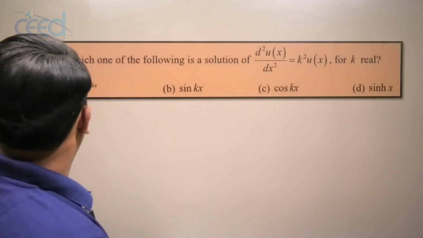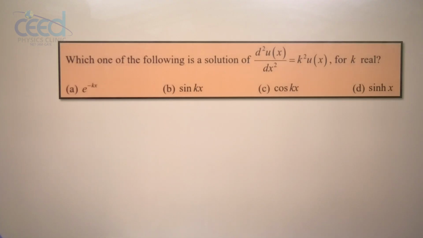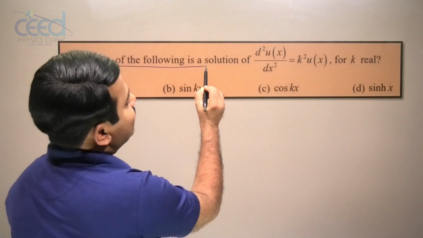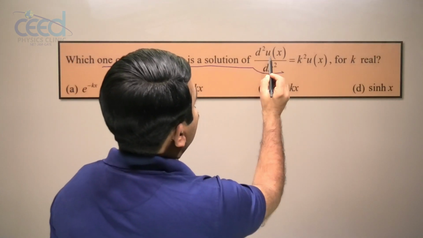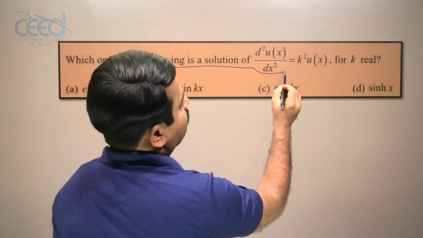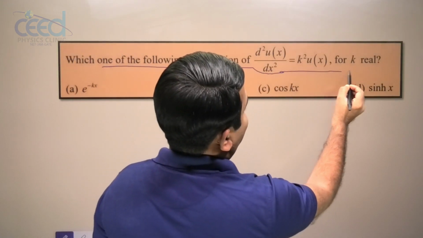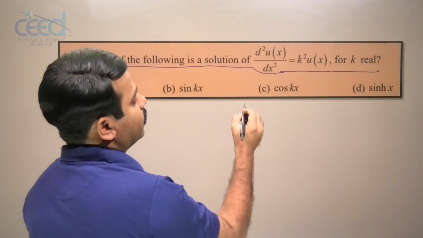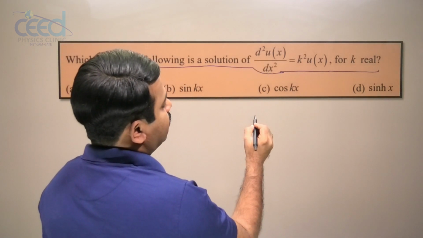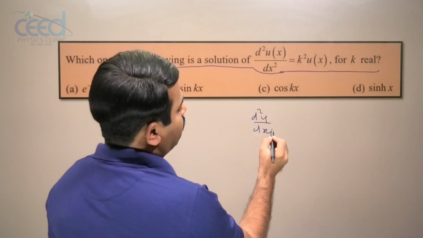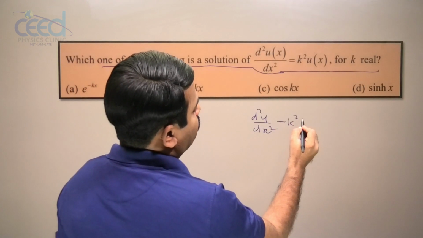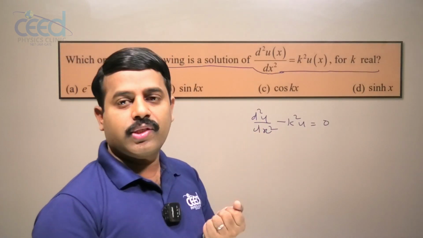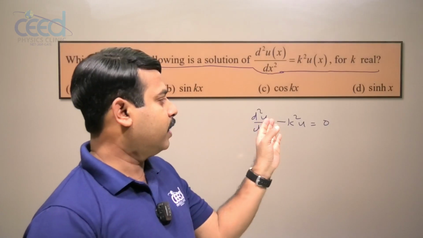So the first question is: which one of the following is a solution of d square u by dx square equal to k square u, where k is real? This kind of differential equation, d square u by dx square minus k square u equal to 0, is a second order differential equation. The right side is 0, so we have to solve for the complementary function.